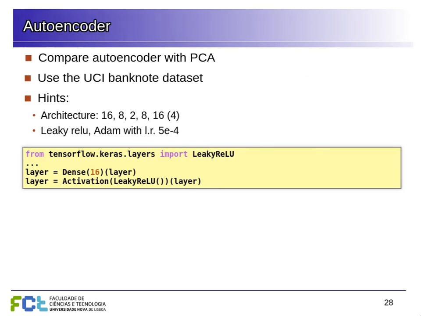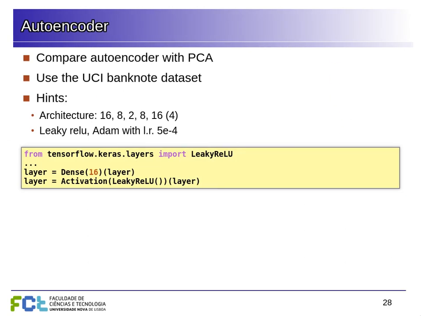The other exercise is simpler. You're just going to use the functional interface. We're going to use the UCI banknote dataset from the first tutorial. This is an example of an architecture that works. So I used 16 neurons, 8, 2, 8, 16. Then this 4 is necessary because we have 4 input values. So at the end of the autoencoder, we need 4 output neurons.